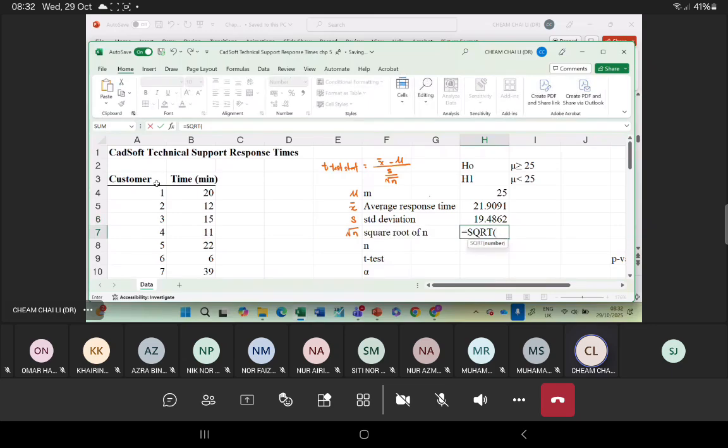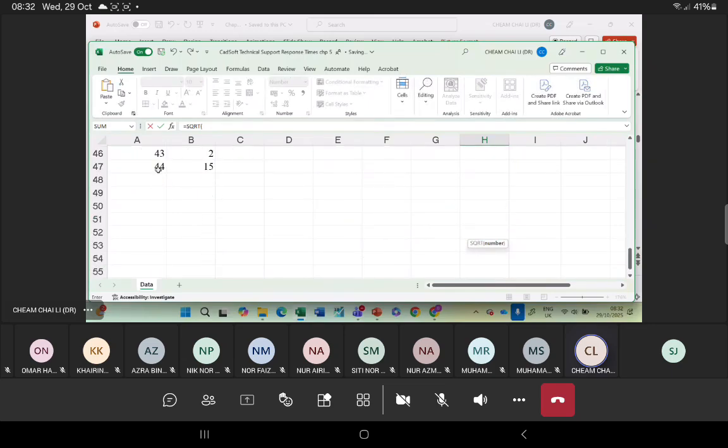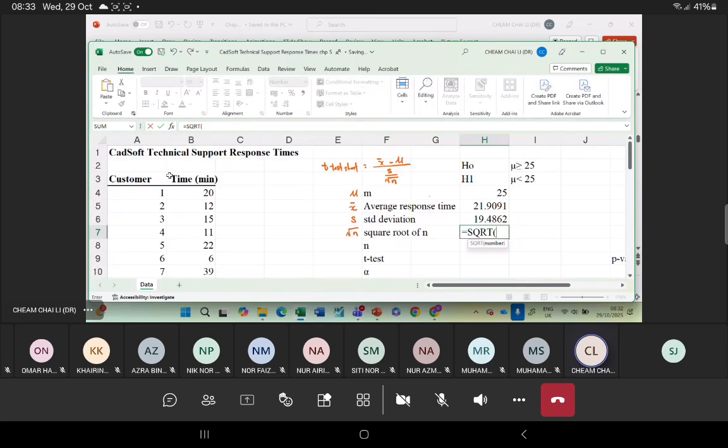So you based on this customer, right? Customer, you have 1 customer to 44 customers. So in this sample, there are 44 customers. So you put in the number. Yeah. So you enter. Or you can select this n, right? And another way, yeah, for your n. So say, for example, your n is 44.